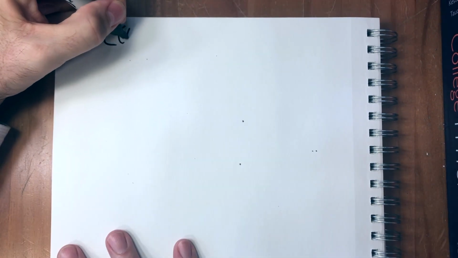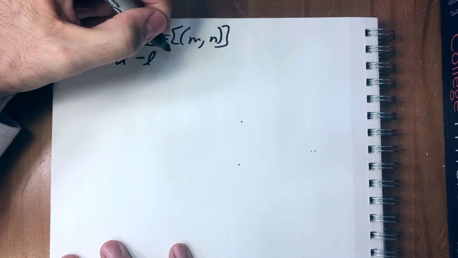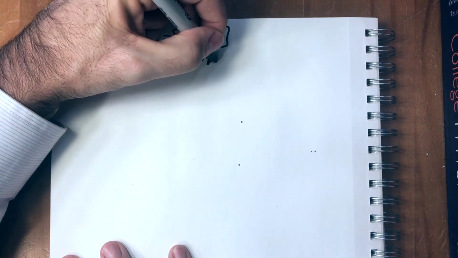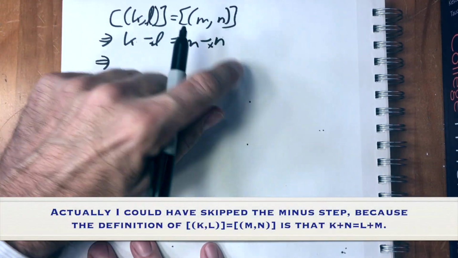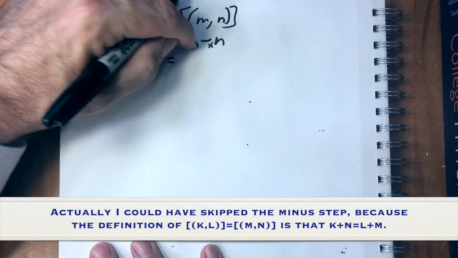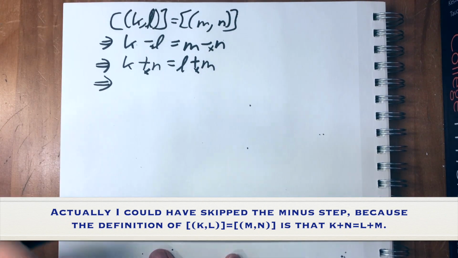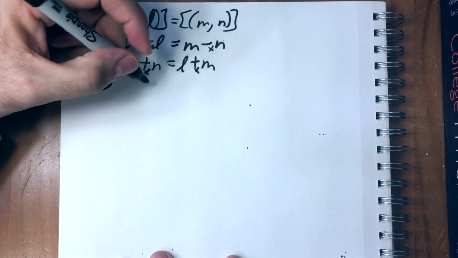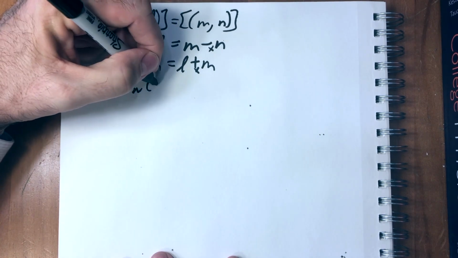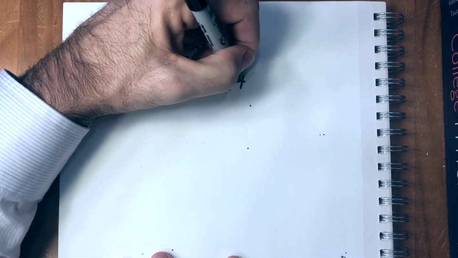So we start with k comma l equals m comma n. That implies that k minus l equals m minus n. These are in x. That's just the definition. That implies that we can rearrange them now. So k plus n equals l plus m. We're still in x. That implies, now, we already know that phi n is well defined, which means that if k plus n equals l plus m, then phi n of k plus n equals phi n of l plus m.